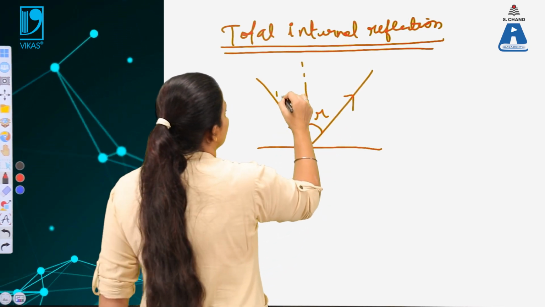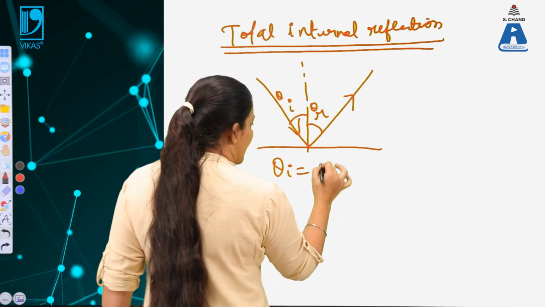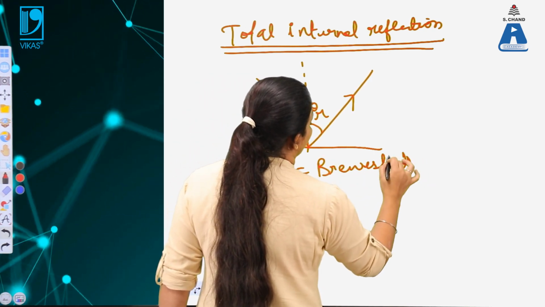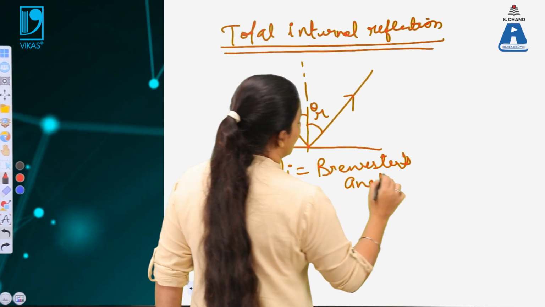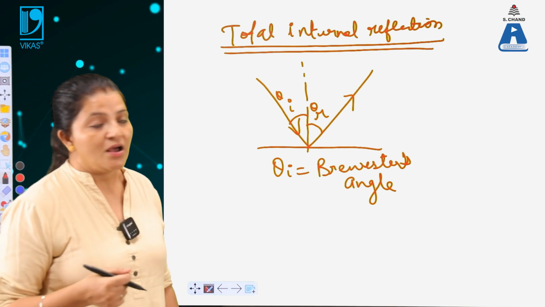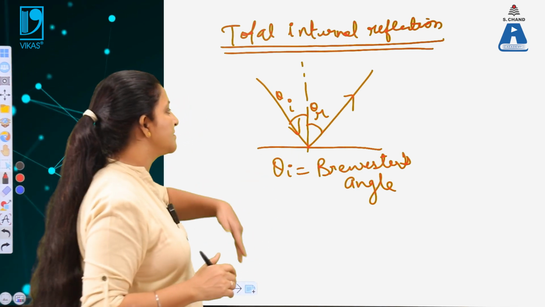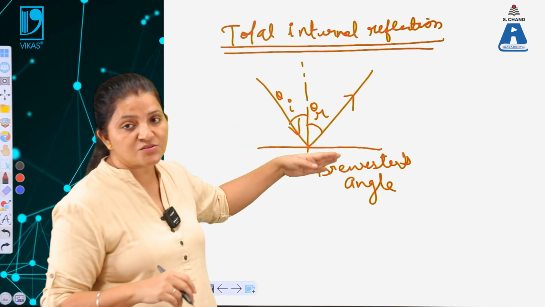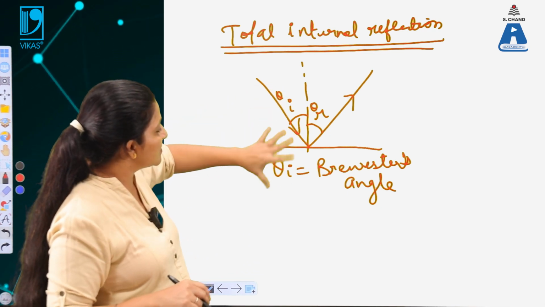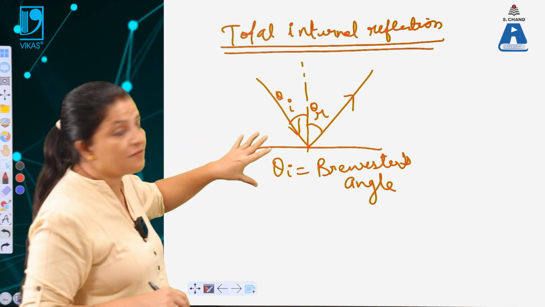In that case, if this is the angle theta i and this is theta r, then theta i is known as Brewster's angle. At this angle, total internal reflection of the light occurs. It is also seen that at this angle the whole of the light is reflected and no light is transmitted from one surface. That means that though the two media are separated here, none of the light is refracted.